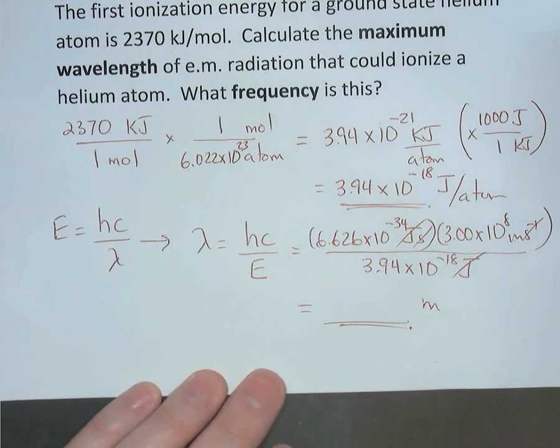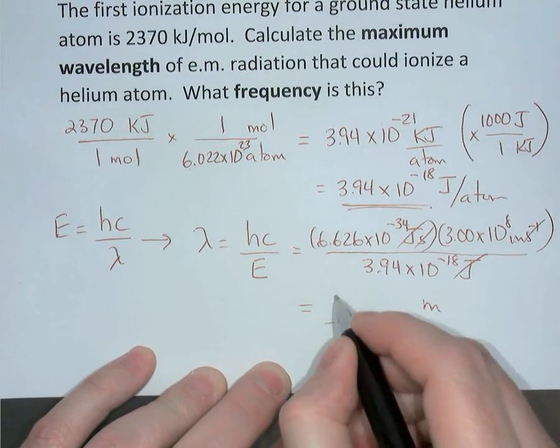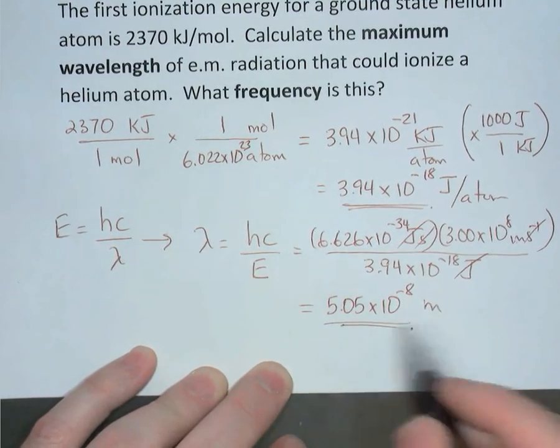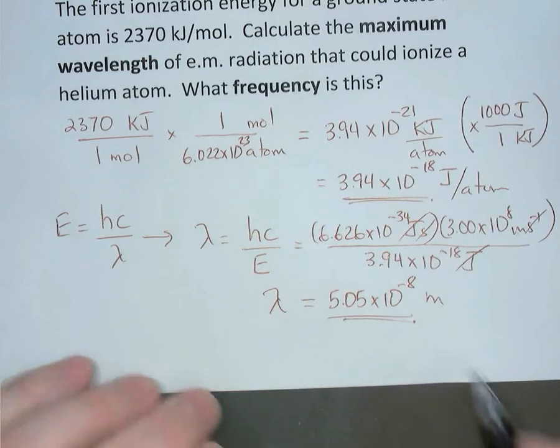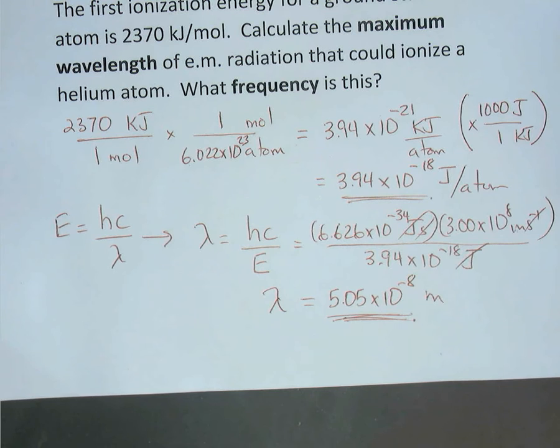So let's do that. 6.626 times 10 to the minus 34 multiplied by 3 times 10 to the 8 and divided by 3.94 times 10 to the minus 18. We get 5.05 times 10 to the minus 8 meters as the wavelength. Now, why did it say maximum wavelength? Remember that energy and wavelength are inversely related.